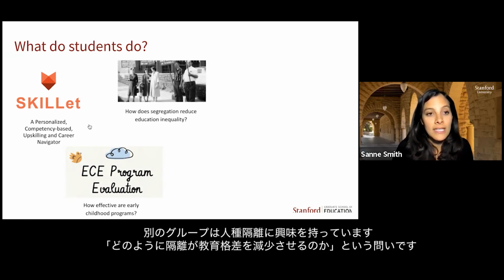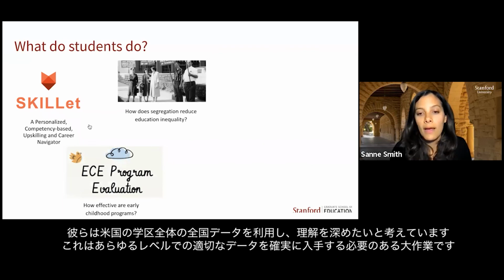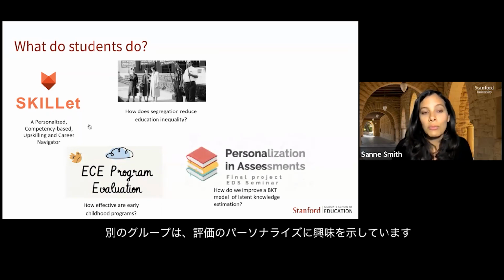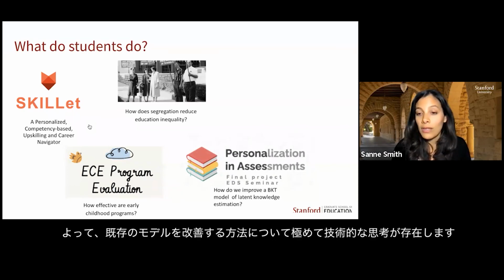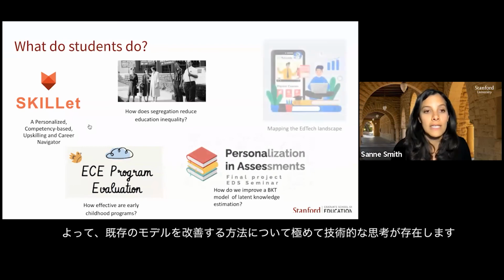Another group is interested in segregation. How does segregation reduce education inequality? They want to use national data across school districts in the United States to better understand this, which is a big job to make sure that you have the right data on every level. Another group is interested in personalization of assessment. So how do you improve the current models that help us understand what students know? It's called latent knowledge estimation. Theirs is pretty technical, thinking about how to improve models that already exist.